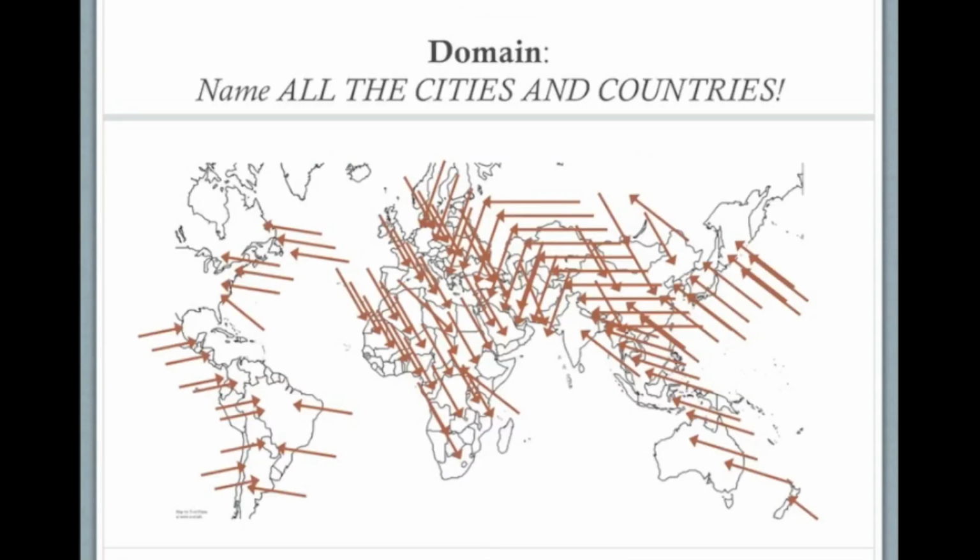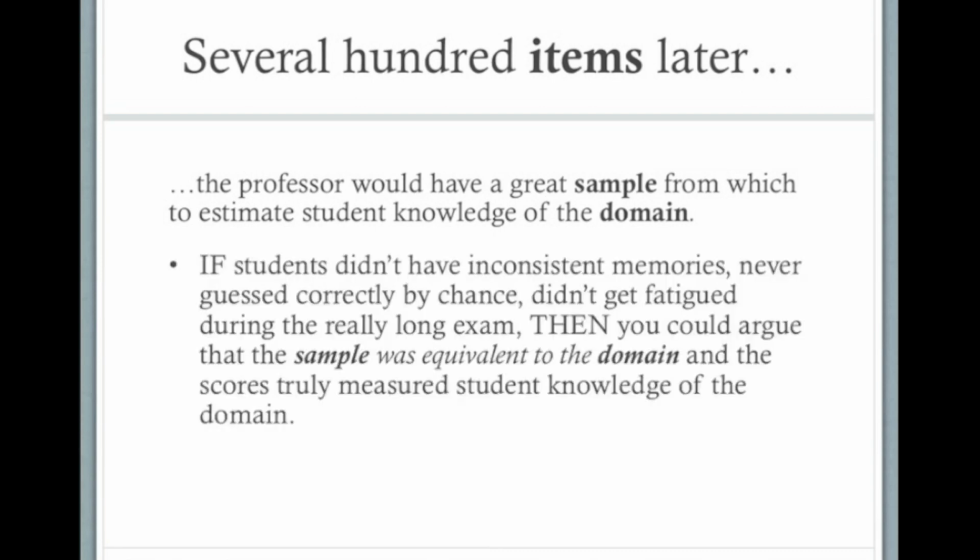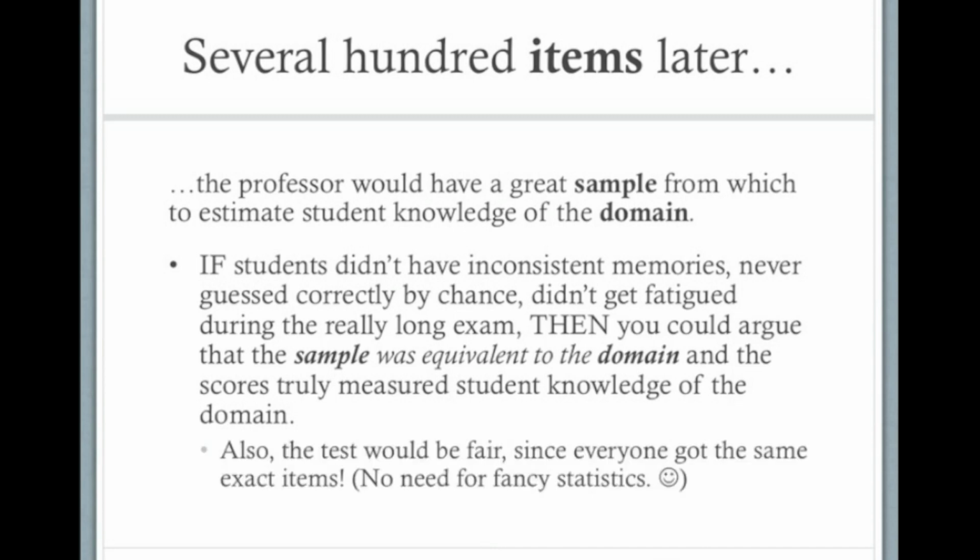And the test would proceed this way, basically going through comprehensively and being asked to name all the cities and countries on Earth. So several hundred items later, the professor would have a great sample from which to estimate student knowledge of the domain. In fact, if students didn't have inconsistent memories, never guessed correctly by chance, and didn't get fatigued during this extremely long exam, then you could argue that the sample was equivalent to the domain in this case, and the scores truly measured student proficiency of the domain. Also, this test would be totally fair because everyone got the same exact items.